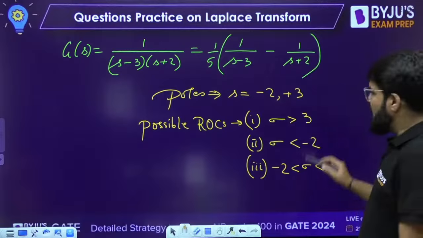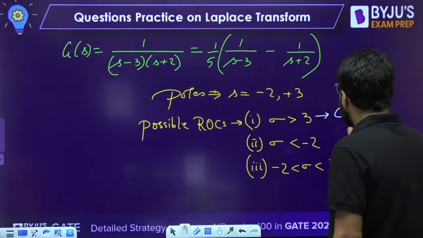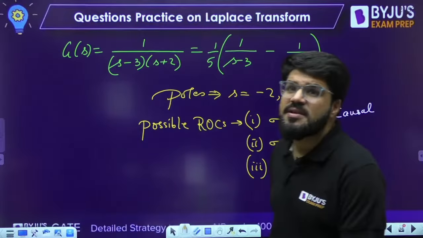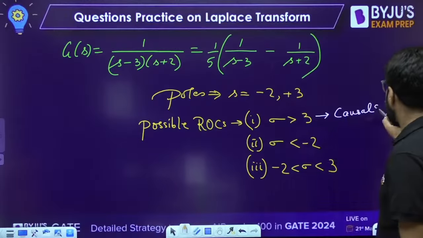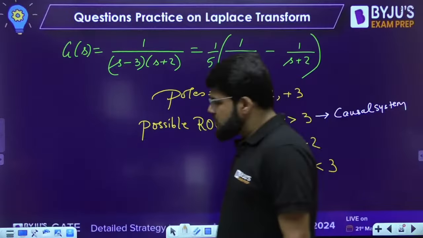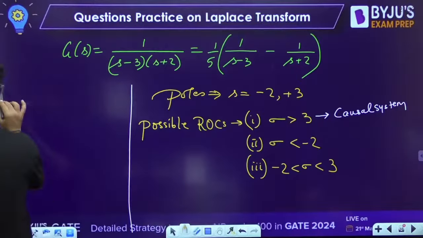For case number 1, the ROC is right-sided. A right-sided ROC is for a causal system. So this will make the system causal. But the system will not be stable.